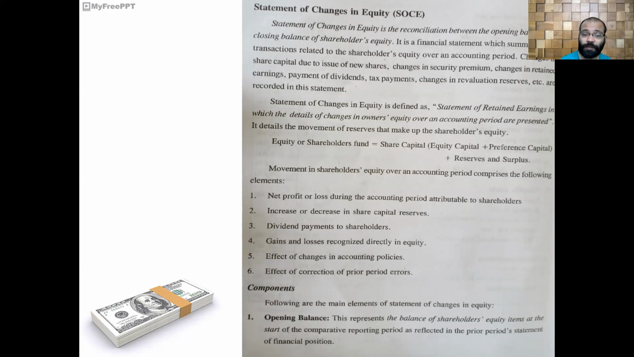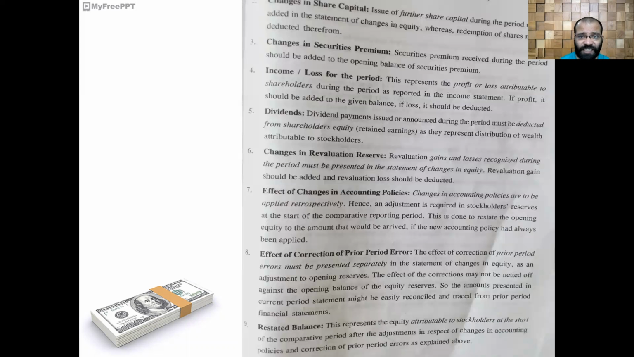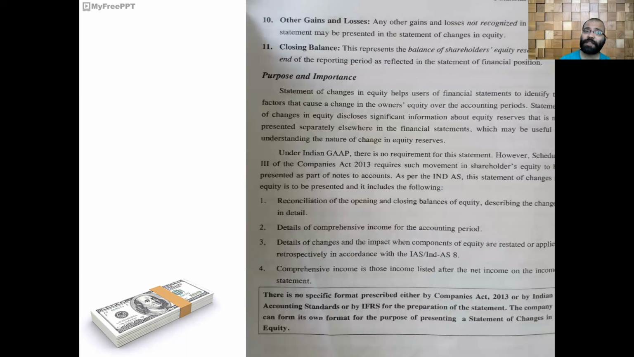So what are the components that we have been discussing? The first is the opening balance. Second is the changes in share capital, then securities premium. Then we have income or loss for the period, then dividends, then changes in revaluation reserve. Then we have effects of the changes in accounting policies, effects of the correction of prior period errors, and finally the restated balance. Then we have other gains and losses, and the closing balance finally.